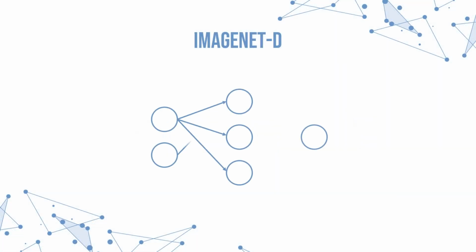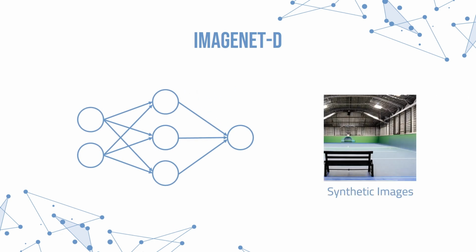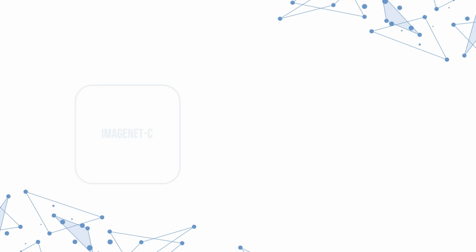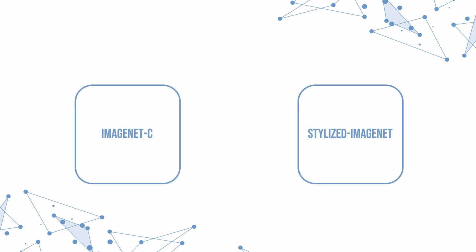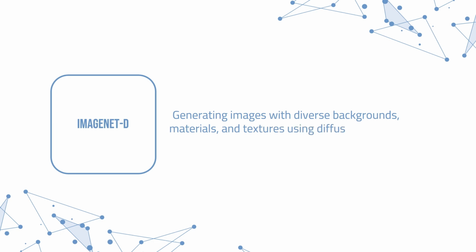ImageNet-D is a benchmark dataset designed to test the robustness of neural networks using synthetic images. Unlike earlier datasets like ImageNet-C or stylized ImageNet, which focus on specific corruptions or textures, ImageNet-D takes it further by generating images with diverse backgrounds, materials, and textures using diffusion models.